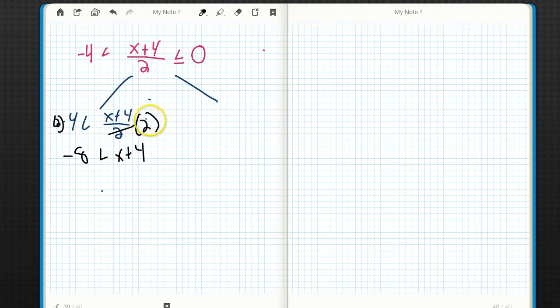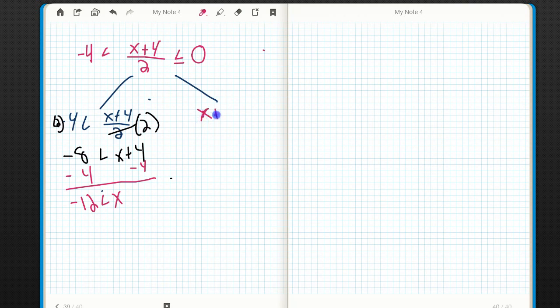So what that means is the negative 4 was already here, so we don't have to change anything. If we would have multiplied by negative 2, then yes, we would have changed it. But we multiplied by 2, so we don't change anything. So now we do minus 4, so that's negative 12 is less than x. So now let's do this one.